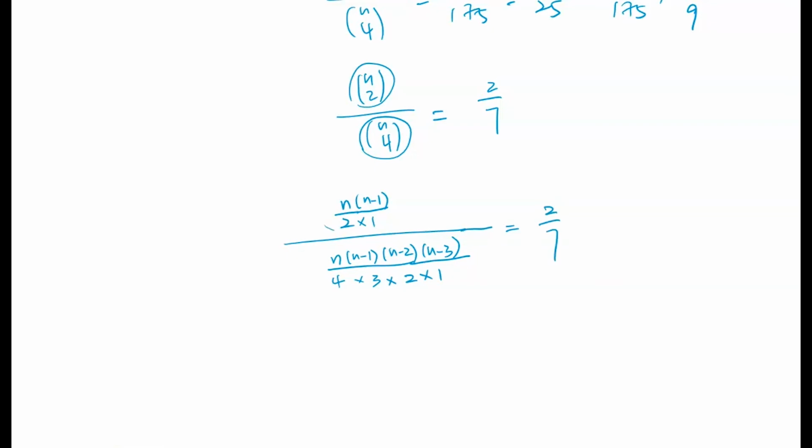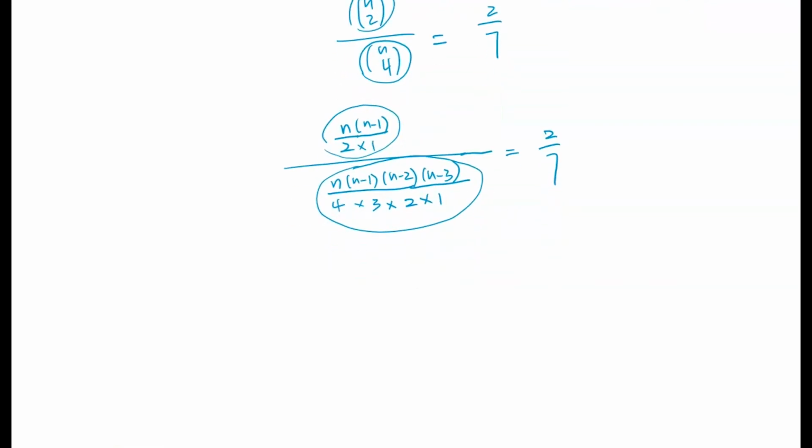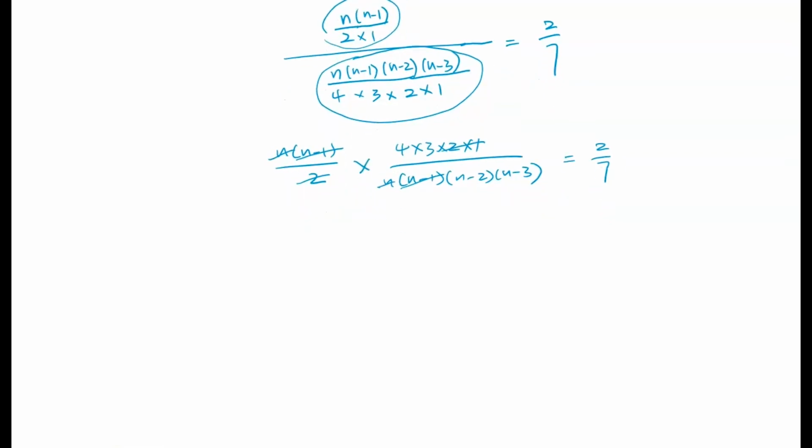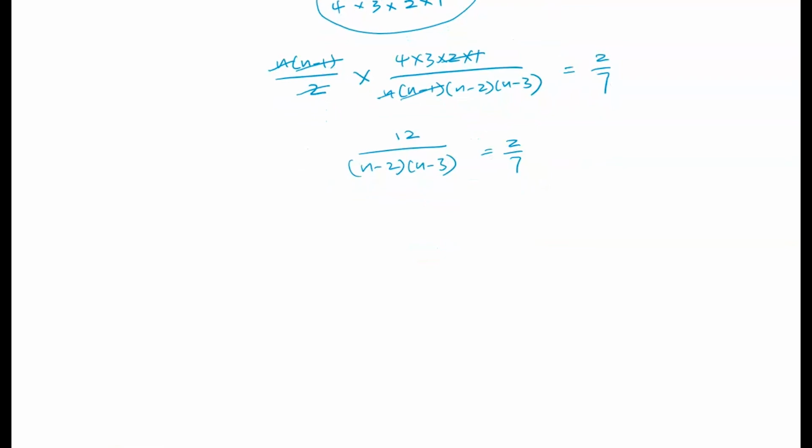Here I'm taking a fraction divided by another fraction. I'm going to change it to a multiplication. That gives me n times n minus 1 over 2 times 4 times 3 times 2 times 1 over n, n minus 1, n minus 2, n minus 3, equals 2 over 7. And I can cancel n with n, n minus 1 with n minus 1, and 2 with 2 times 1. Now everything is much simpler. This becomes 12 over n minus 2 times n minus 3, which is 2 over 7. Cross multiply. You shouldn't have problems solving these now.